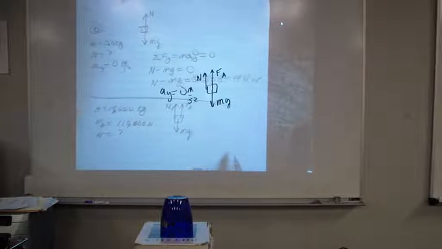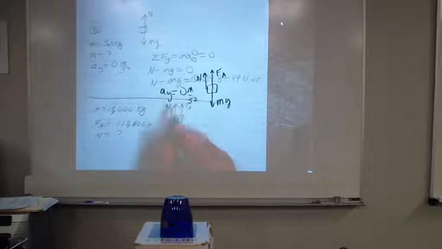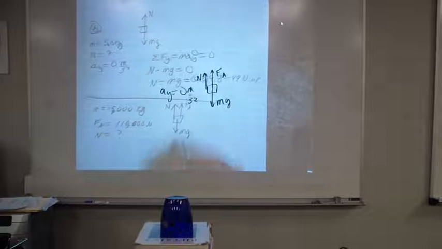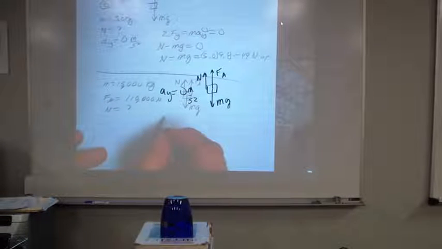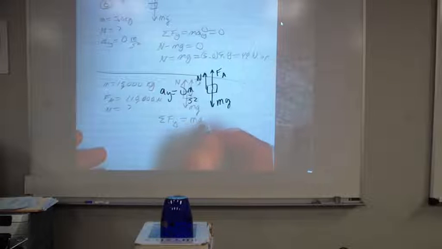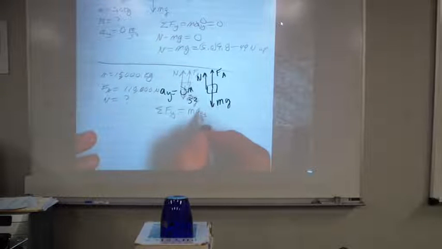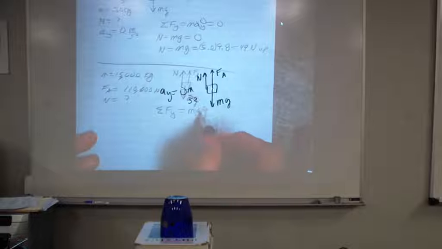Are we good? Applied force is up, normal force is up, mg is down. Now, I want to find the normal force, don't I? It is a y force, therefore summation y forces. These y's are just subscripts, correct? Okay. Now, what's acceleration on this axis? What's a of y? It's not moving, therefore 0. 0 times anything equals 0.